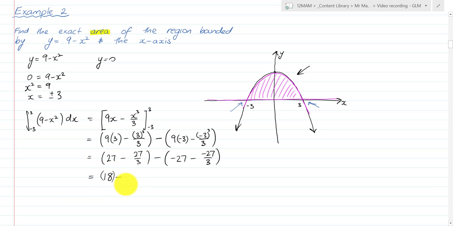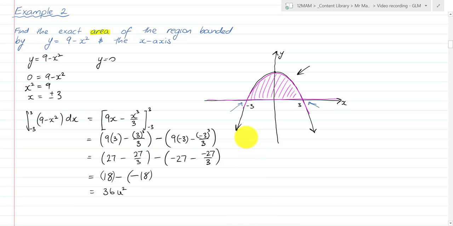That's the first bracket. I'll put it there so you can see that. Negative 27, well, minus negative 27 over 3. Negative 27 over 3 is negative 9. Minus negative 9 is plus 9. So we get minus 18 like that. And the answer is therefore 36. And we write units squared.